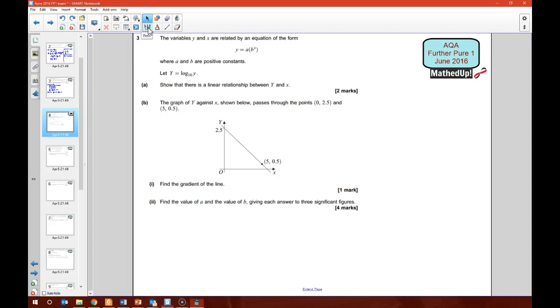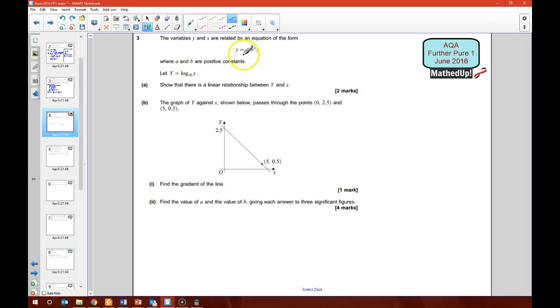Question 3. The variables y and x are related by an equation in the form y is equal to a times b to the power of x, where a and b are positive constants. We're going to let capital Y equal log y, and we want to show that there is a linear relationship between our big Y and our little x. So first of all, we're going to log both sides of this equation.